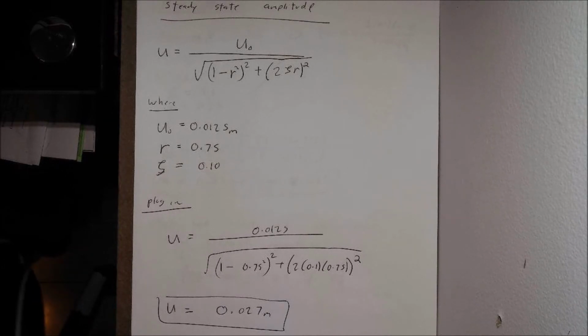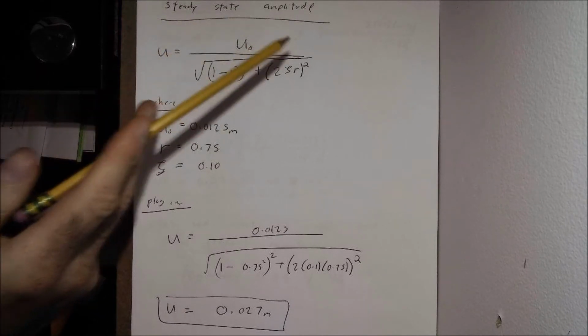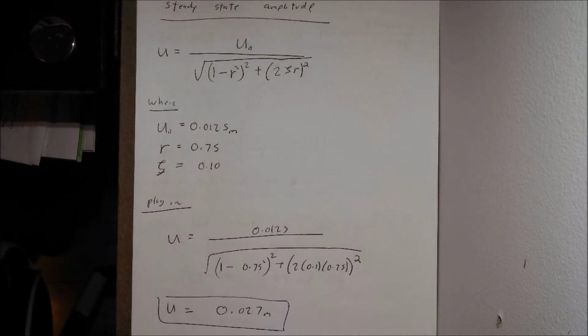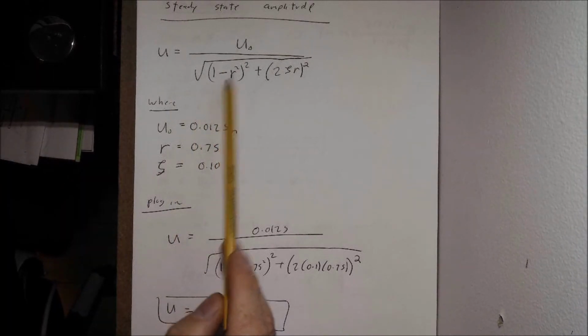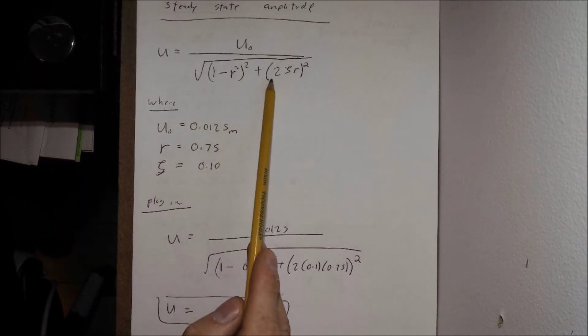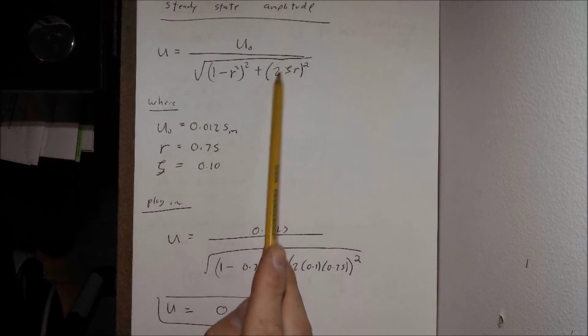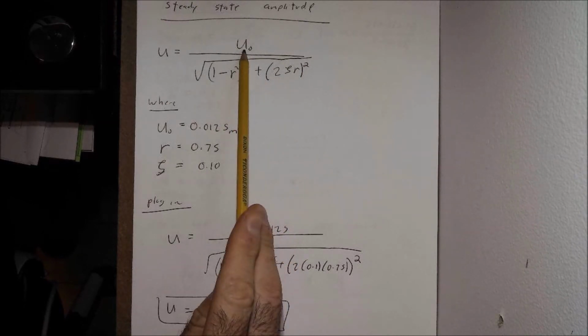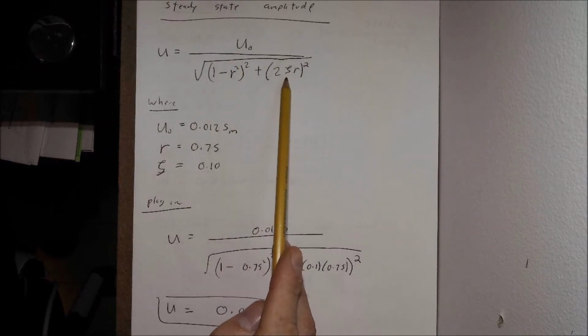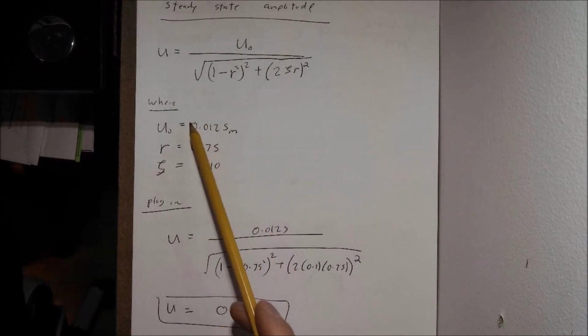So if we reference back to either our problem statement or our setup page, we realize that the first thing that they asked us to solve for was a steady state amplitude. Now we have a governing equation here from our text for our steady state amplitude, where U is equal to U naught divided by the square root of (1 minus r squared) squared plus (2 zeta r) squared. Now we have a value for r, we have a value for U naught. Our damping factor was given to us in the problem statement. So we can plug all those in.